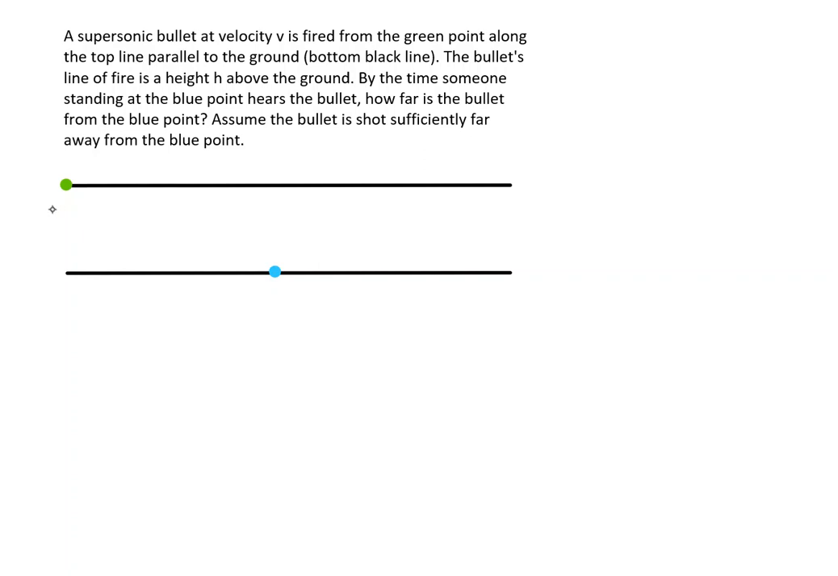We know that this is a height h away, height h, okay? And we also know that there's a very straightforward method to solving the problem. So we assume that the person at this blue point here hears the bullet. The quickest way for sound to travel might be for the bullet to travel some distance, let's say somewhere around here, and then from this point, sound travels straight to the blue point.